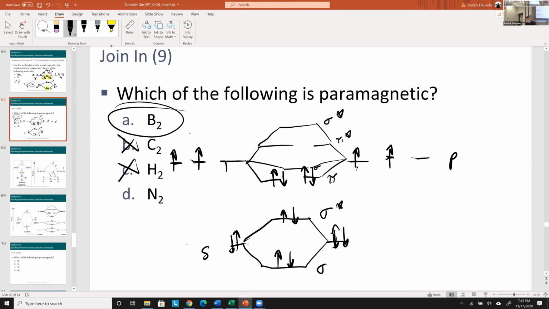Then nitrogen, adding another one. Then you add 2 more. Then those 2 added electrons will now go to the next lowest energy level, which is the sigma bonding, like that. Still making it diamagnetic.